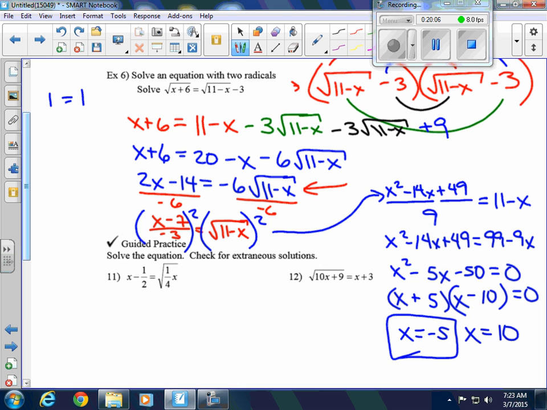Now we'll put in 10. 10 plus 6 is 16. Square root of 16 is 4. 11 minus 10 is 1. The square root of 1 is 1. 1 minus 3 is negative 2. That obviously is not true. This is not a solution. So 10 is not a solution to the problem. The only solution to this problem is x equals negative 5.